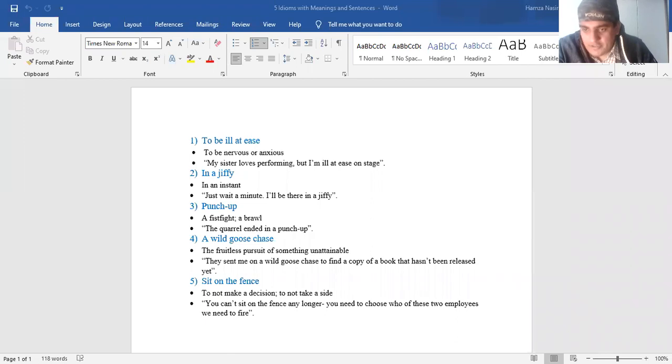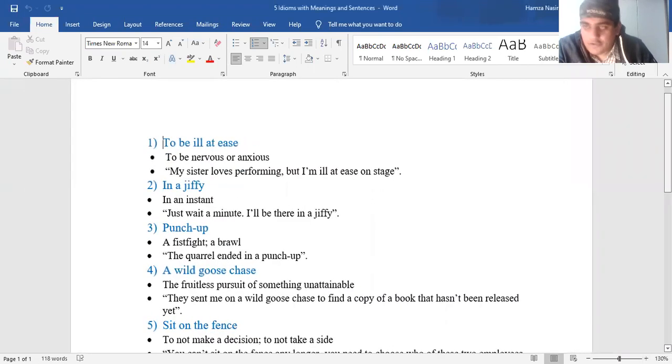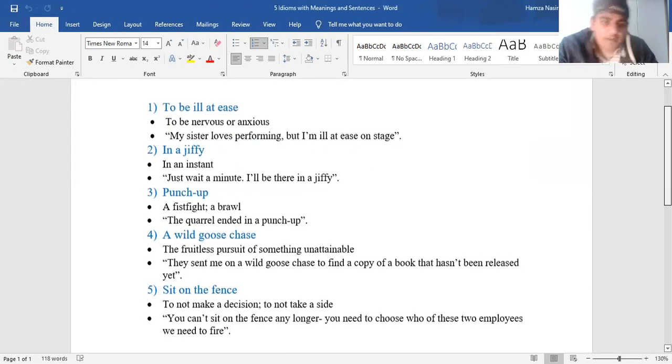There you go. So I'm just going to zoom it in so that everyone has adequate exposure to the screen. We're going to do 5 idioms for today.